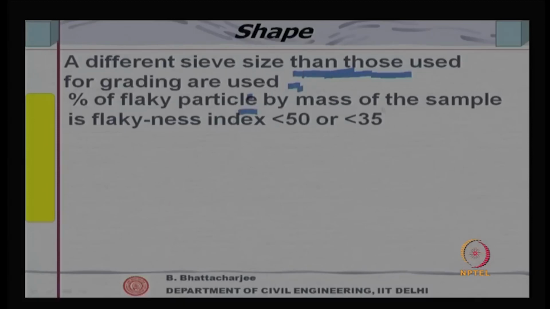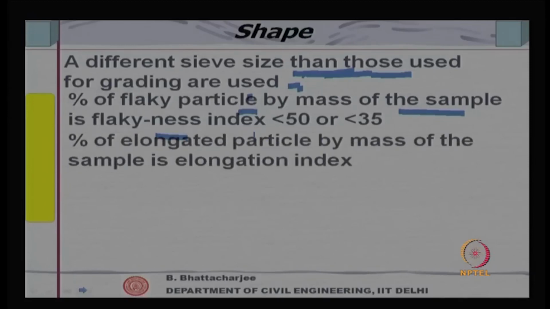Percentage of flaky particles by mass of the sample is the flakiness index. So, if I have the percentage of flaky particles in the material expressed as a percentage of the mass of the sample, then that is what we call the flakiness index. Flakiness index is defined as the percentage of flaky particles by mass of the total sample. It should be less than 50 or less than 35 depending upon the usage. The code gives you this restriction.